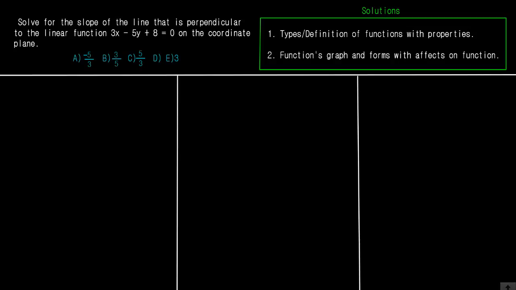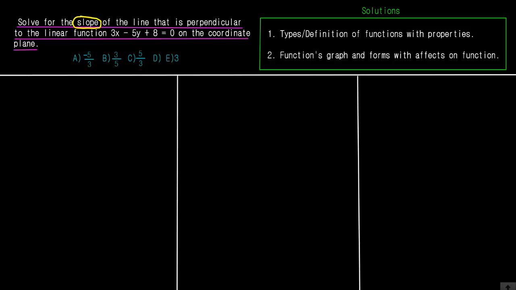So the question is: solve for the slope. Our question in this case will be: solve for the slope of the line that is perpendicular to the linear function 3x minus 4y plus 8 is equal to 0 on the coordinate plane. As we can see, our ultimate goal in this question is to solve for the slope. So let's get through this question and think about what elements we need to consider in order to approach and solve it.